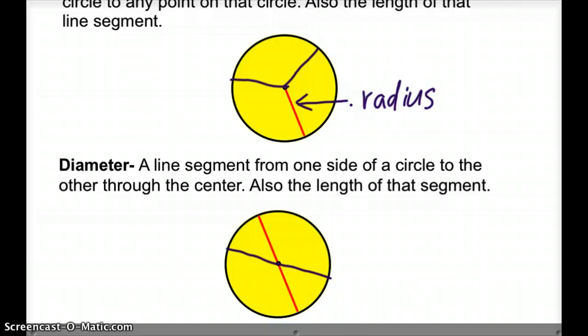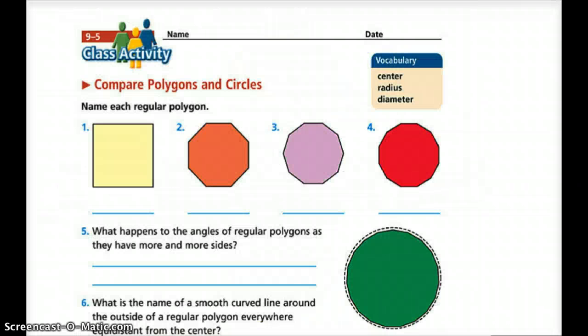All right, next we're going to look at page 357. We're going to review polygons. Okay, polygons are closed shapes that have straight line segments in them. So, number 1, what do we call that one? It's called a square.